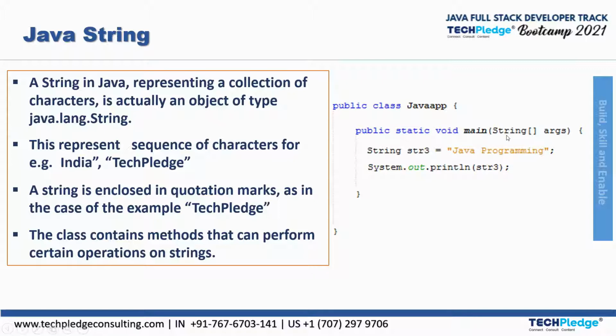This is an example where you're mentioning String str3 equal to "Java programming". You have to see one thing: in a string, it is never numerics. Even if you're using numerics, it is treated as a character. That is, previously we have already learned about the data type character. Even if you're writing numbers, they will not be treated as numbers, they'll be treated as characters. Okay, and then you can just print it out.